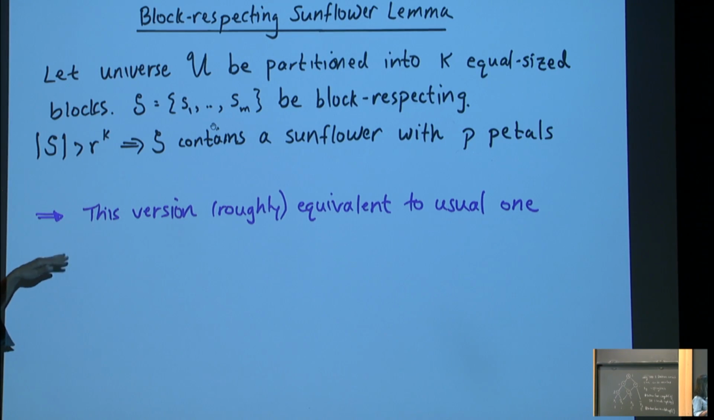And it turns out that this version is roughly equivalent to the other version, in the sense that I can prove this version with the strong parameter, where r is p, if and only if I can prove the other version where r is order p. So I'm going to use this version because it comes up later and I somehow like it better.